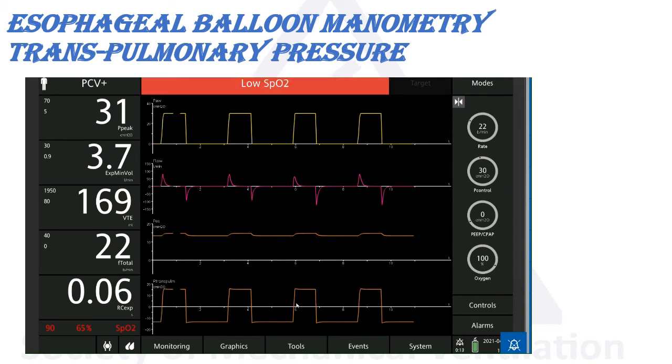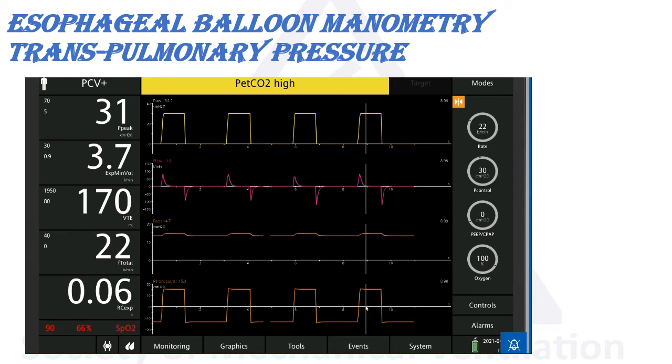So if you notice here, the inspiratory transpulmonary pressure, we can put a pause here, is about 15, which is okay. Usually the goal is to keep the inspiratory transpulmonary pressure below 20 or 25, but the end expiratory pressure in this example is minus 13.4. The reason is because we put the PEEP very low.